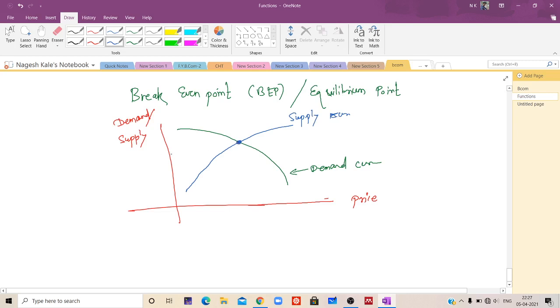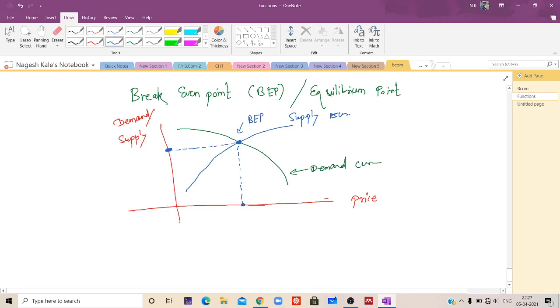At this point, what happens? If I try to see the situation at this point, I can easily see that demand and supply are both equal. At this point demand and supply are both equal, so it is called the break-even point, BEP, the equilibrium point we can say. And at which price has this occurred? We can see here that to find out the price, I will plot a perpendicular line from that.